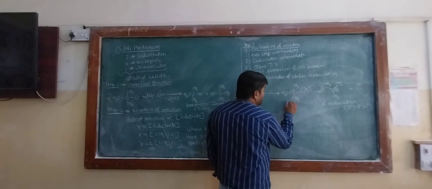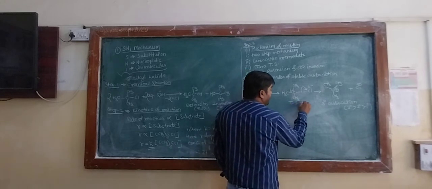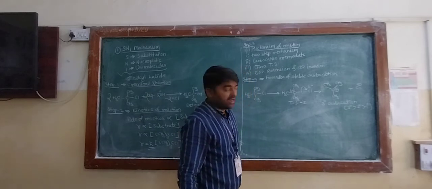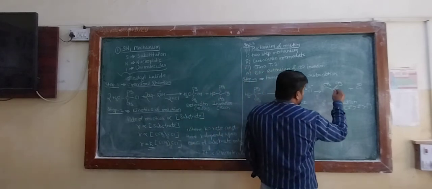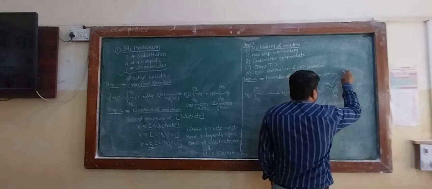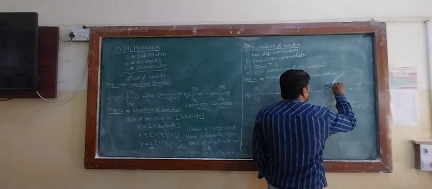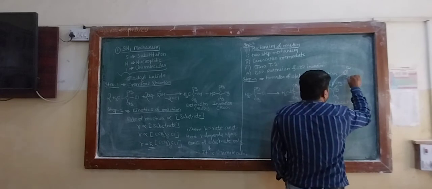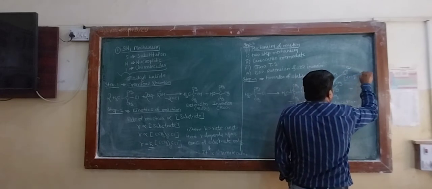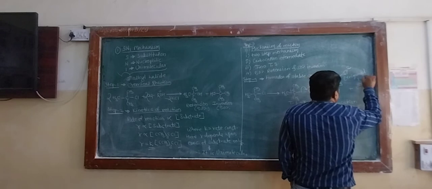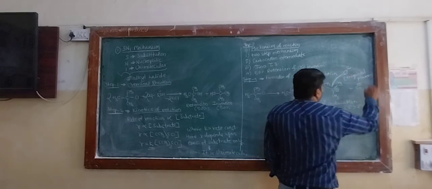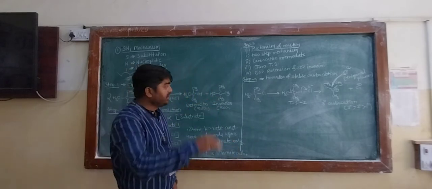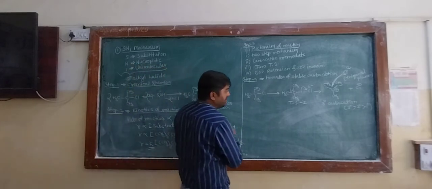This state is called transition state 1. It is a stable carbocation where the carbon atom is sp2 hybridized. sp2 hybridized means the geometry is trigonal planar. The carbon atom is sp2 hybridized, so it has a planar geometry. This is step number 1.